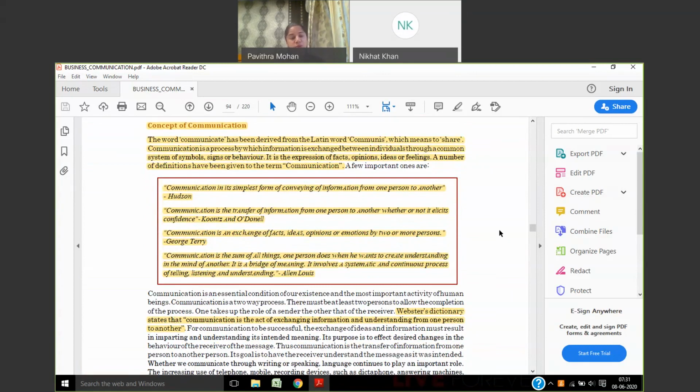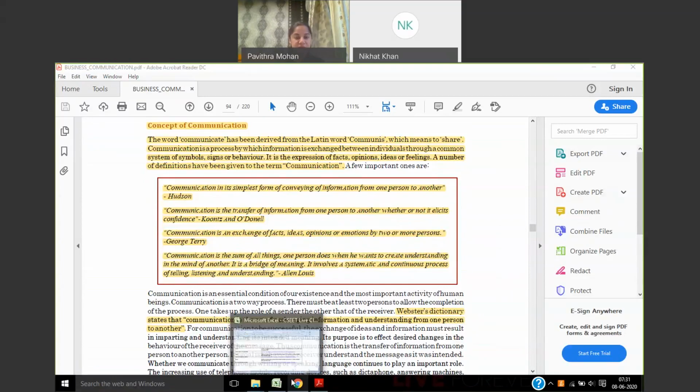The first and foremost thing we're going to understand is what communication is. How it comes into the picture, what things are important, and how things are going to affect communication. All these concepts are the basic things we are going to concentrate on. The first thing is the concept of communication, and how it is derived.